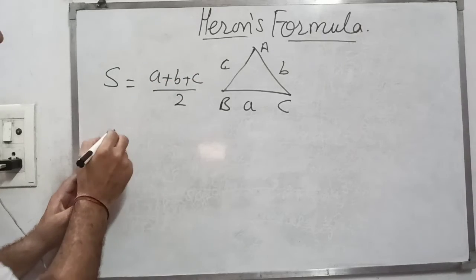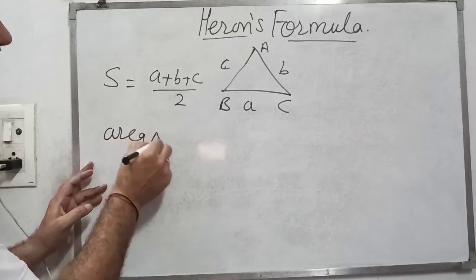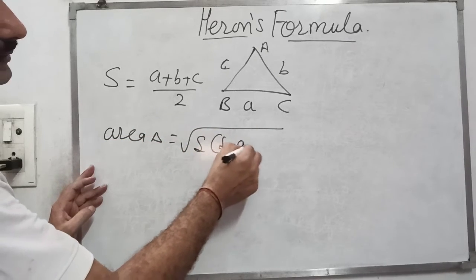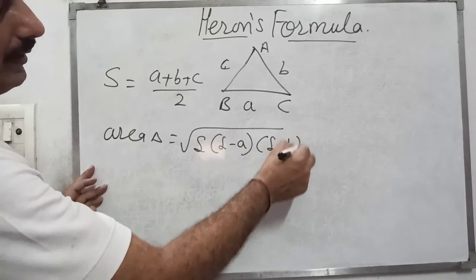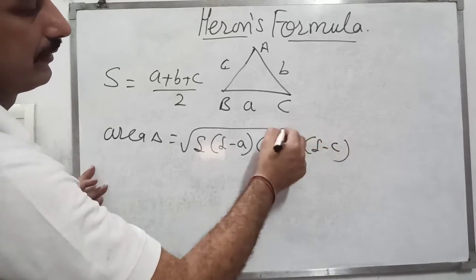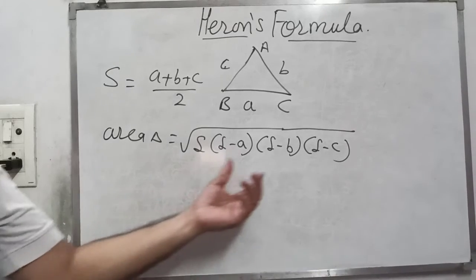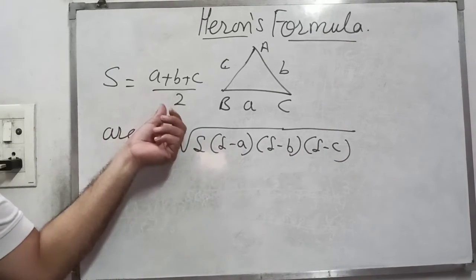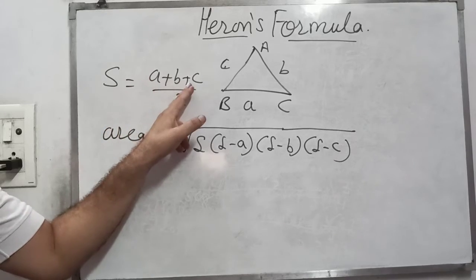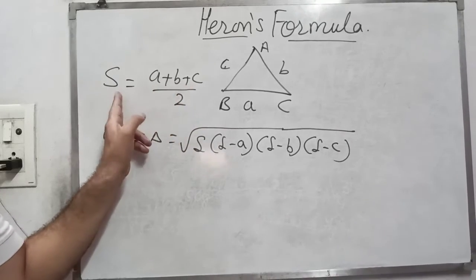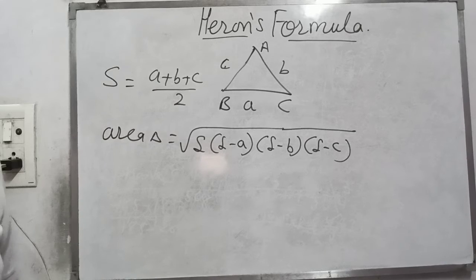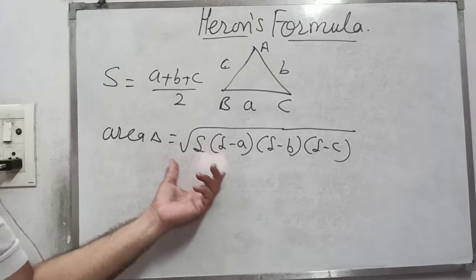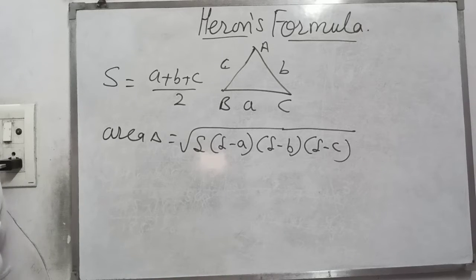And then we find the area of the triangle, that is under root S into S minus A, S minus B, S minus C. So S is called the semi-perimeter, the sum of all three sides divided by 2. With the help of this formula, we find the area of a triangle.